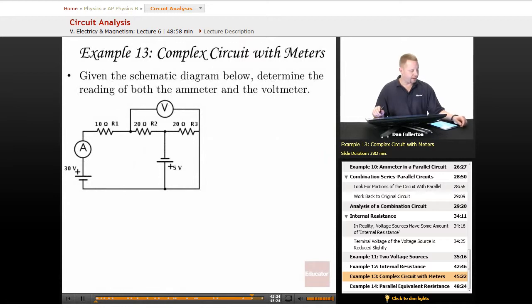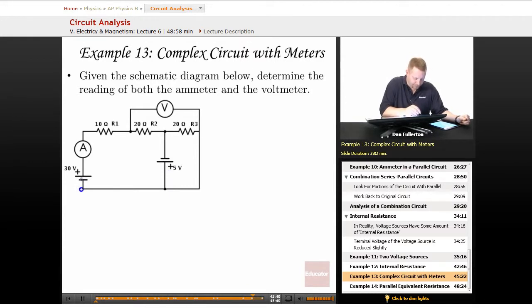All right, let's take a look at a complex circuit with meters. Given the schematic diagram below, determine the reading of both the ammeter and the voltmeter. Well, what I'm going to do to start this off, we've got a couple power supplies here, is just look at this for a minute and see what we can figure out.